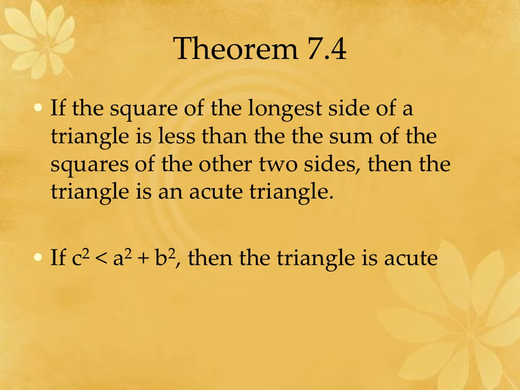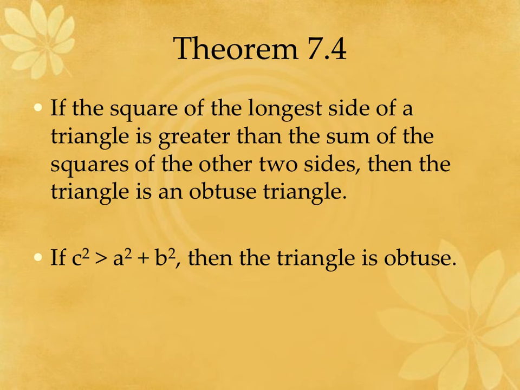So what do you think happens if c squared is greater than? It's obtuse. Yeah, you guys could have led this lesson today. If the square of the longest side of the triangle is greater than the sum of the squares of the other two sides, then the triangle is an obtuse triangle. So equals, right; if c is less than, acute; if c is greater than, obtuse.